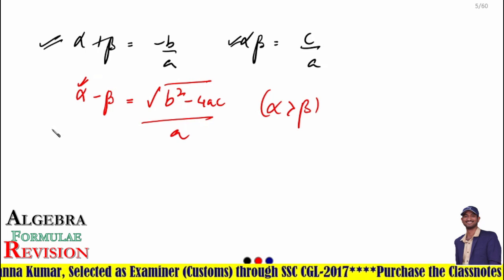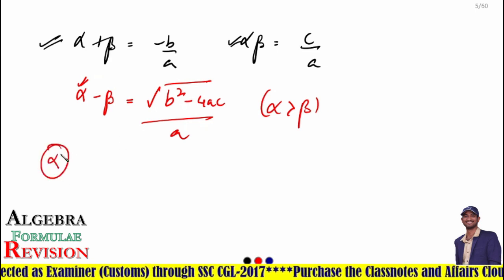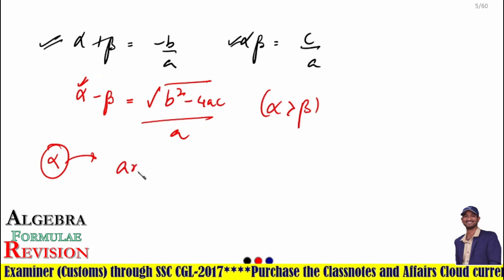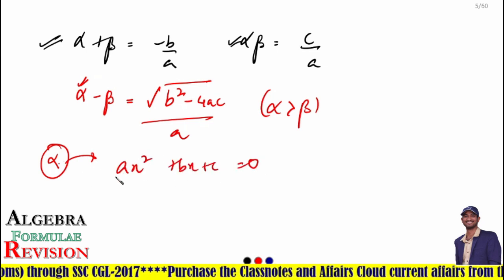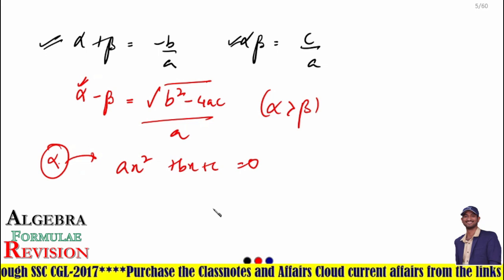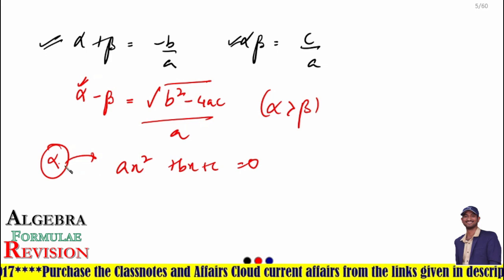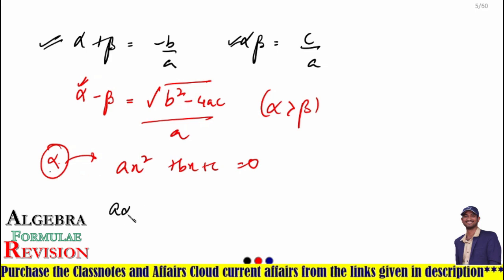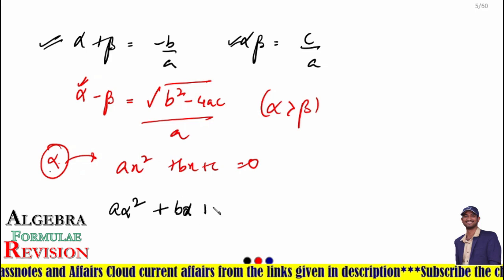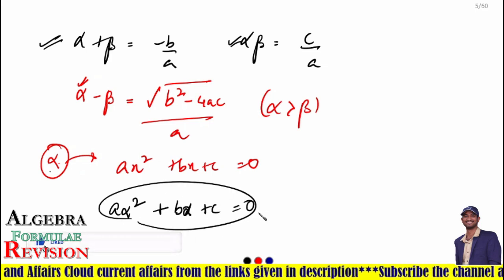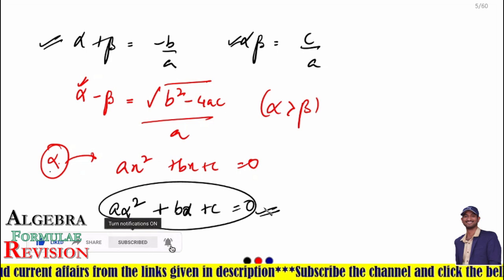Is it clear? Next, whenever alpha is a root for ax square plus bx plus c equal to 0, if alpha is a root for this quadratic equation, definitely if I substitute alpha in place of x, it satisfies the given equation, a alpha square plus b alpha plus c equal to 0. This should be satisfied.